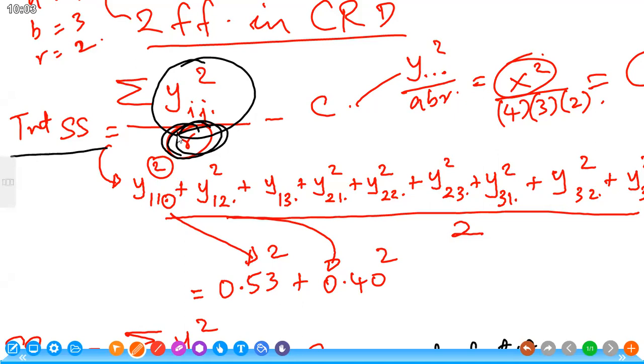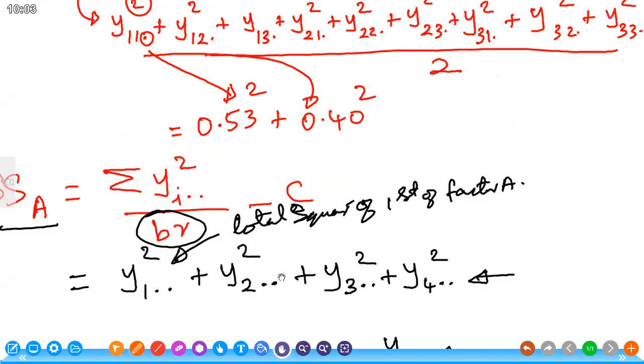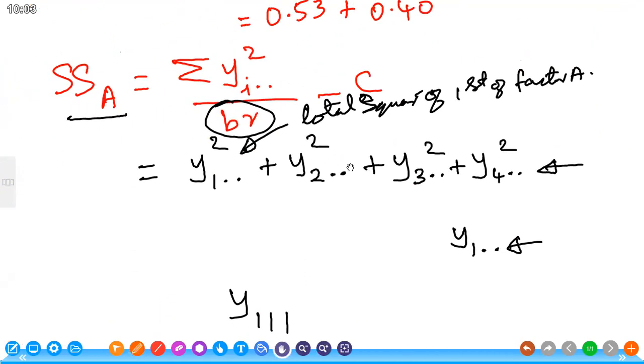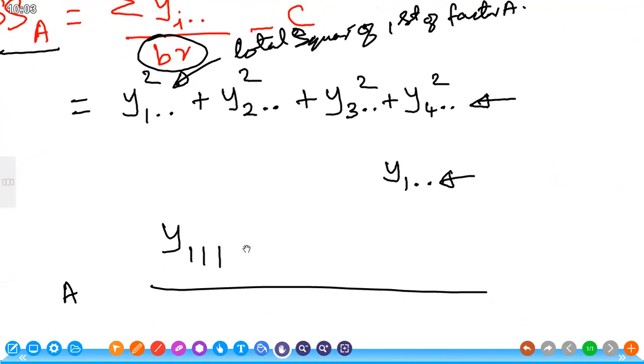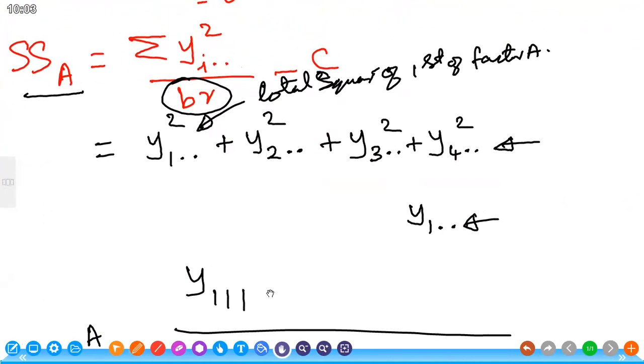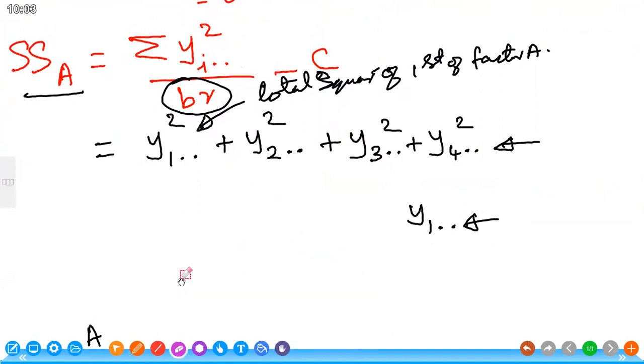Is it clear? Now you can calculate this sum of squares of A. Any problem with the sum of squares of A to anyone? I showed you the guideline. Now you can calculate the sum of squares of B. How? What is the formula?